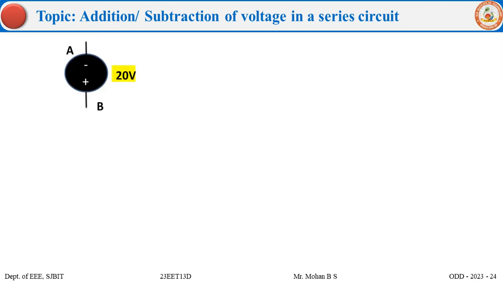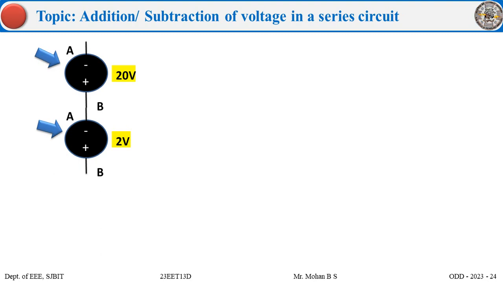Let's take another example. I have 20 volts and 2 volts. The polarities are alternating: I have minus plus, and I have minus plus. So since the polarities are alternating, I have to add them. Here I have given the polarity. According to this polarity, it matches with one of them, thus it is 22.